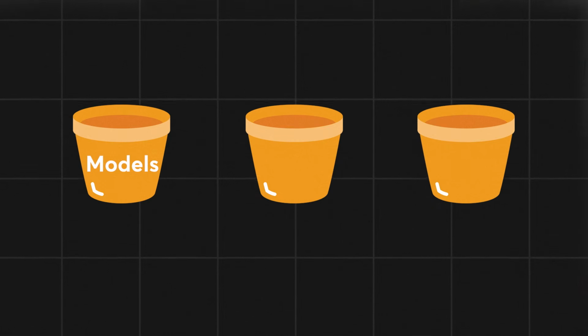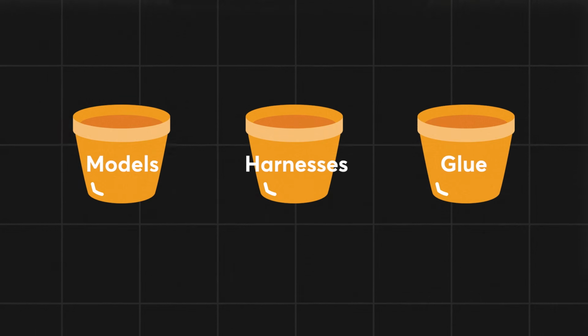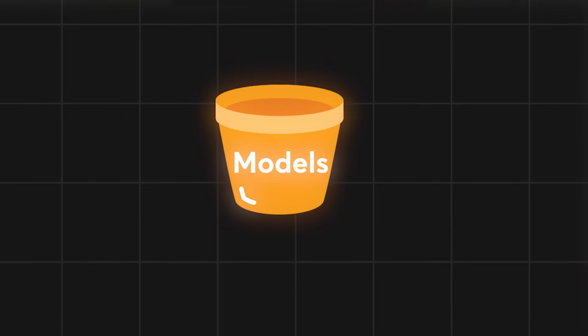So I'm gonna break this down in 3 different buckets: models, harnesses, and the glue that connects them all together. So let's dive in. All right, bucket number 1 is models. Models are the brains of our application.